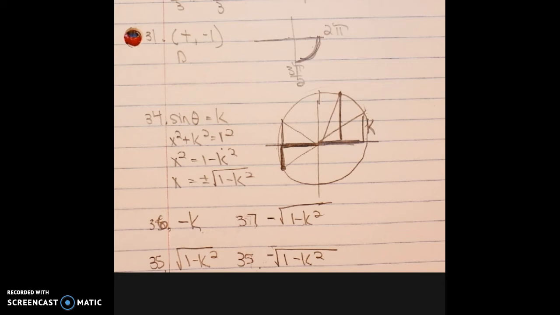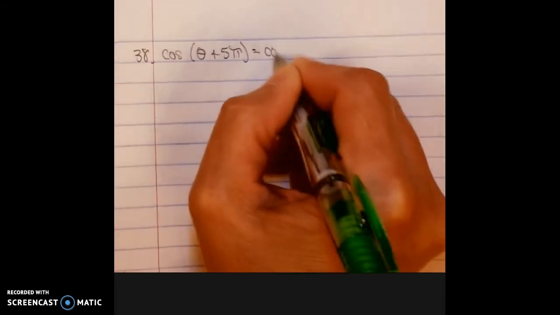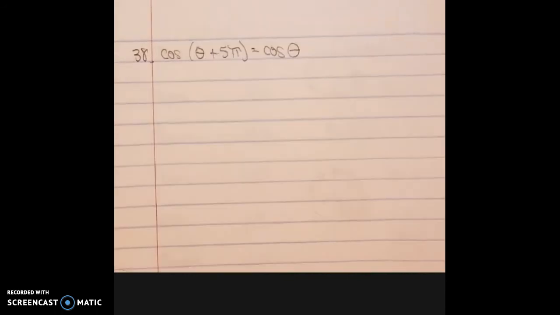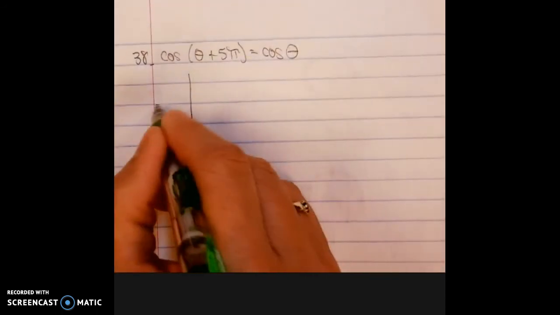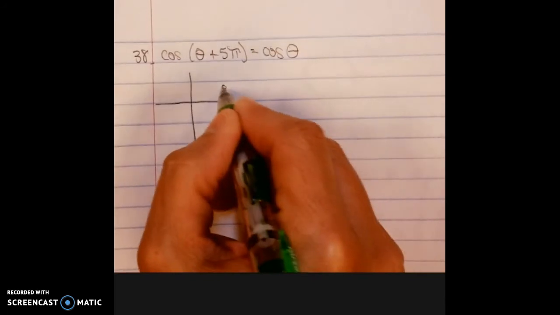We're looking for when is the cosine equal. Alright, and in 38, they want to know if we have the cosine of theta plus 5 pi, is that equal to the cosine of theta? So let's take a look at the unit circle. Again, I don't have a degree measure. That's okay. Let's just start here.